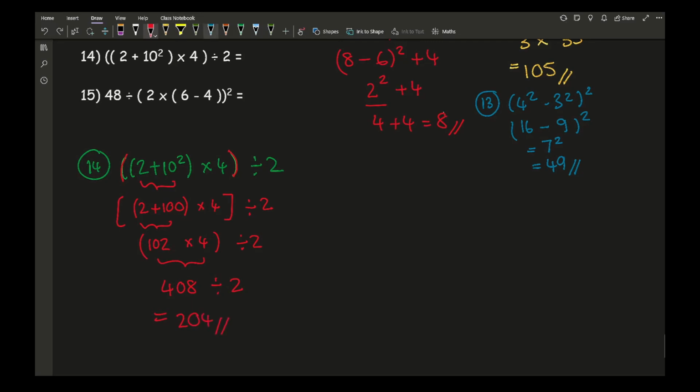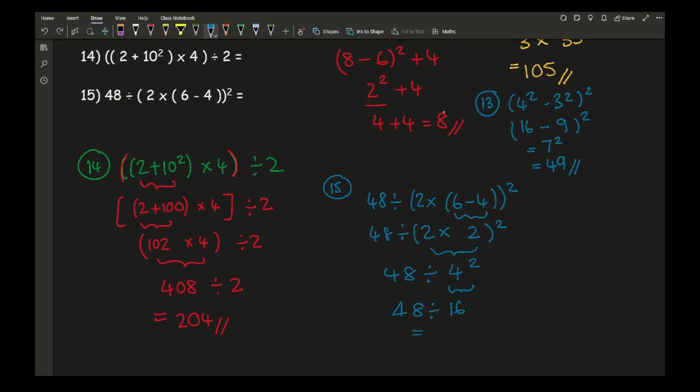And then finally with question 15, we'll do some blue. So here we've got 48 divided by bracket 2 times bracket 6 minus 4 close bracket squared. So first let's do this bracket here, which is 2. So I've got 48 divided by 2 times 2 squared. Then work out this bracket, which is 4. So we get 4 squared. So 48 divided by 4 squared. Then do the 4 squared, which is 16. So 48 divided by 16 gives me a final answer of 4.